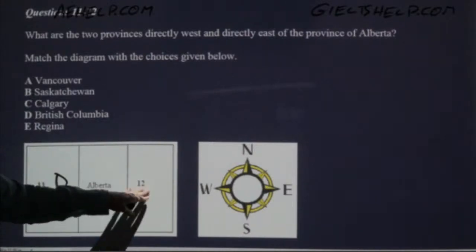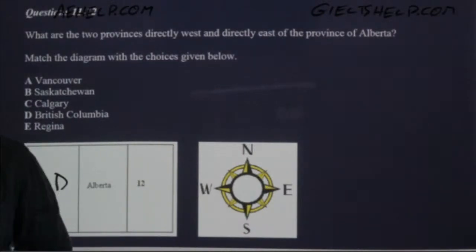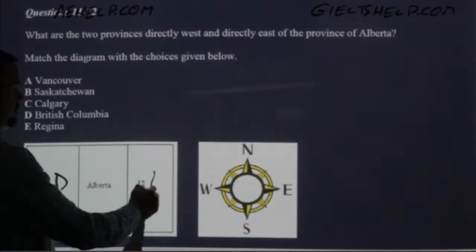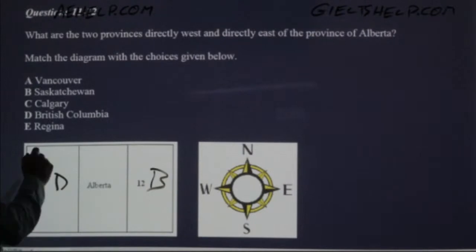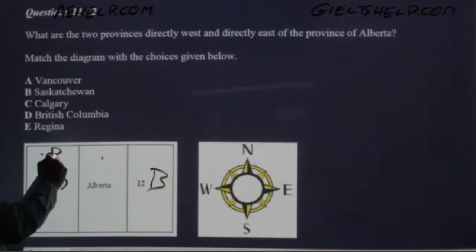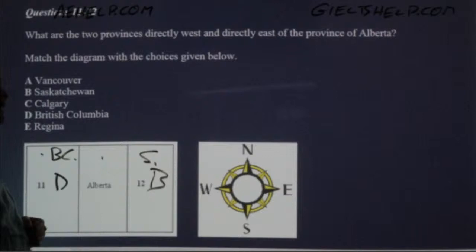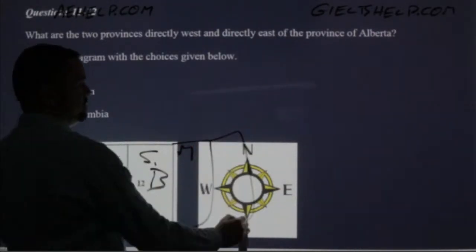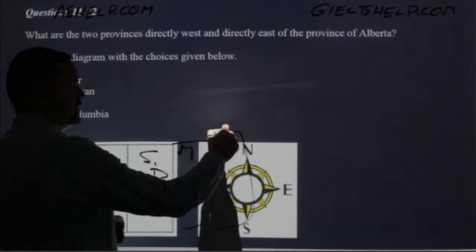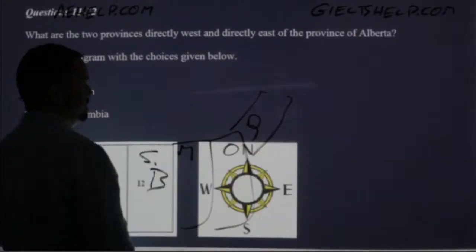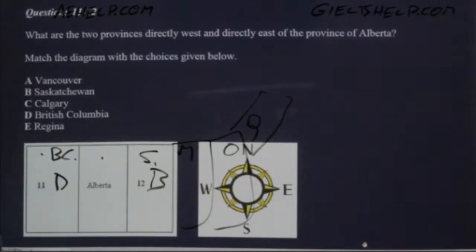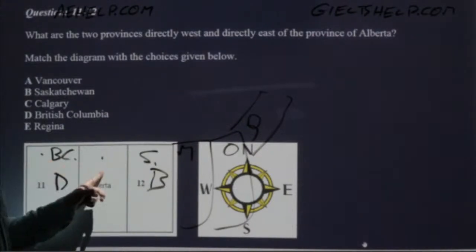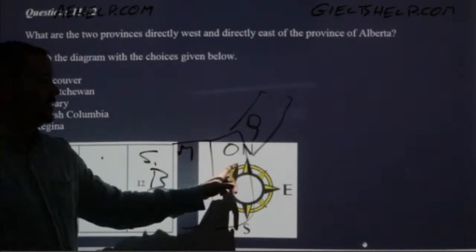And what is 12? 12 was B. So 12 was B. 12 was Saskatchewan. It's British Columbia, Alberta, Saskatchewan. Next to Saskatchewan is Manitoba. Next to Manitoba is Ontario. Next to Ontario up here is Quebec. Okay, so just a quick heads up. Those are the big provinces. You should know those. British Columbia, Alberta, Saskatchewan, Manitoba, Ontario, Quebec.